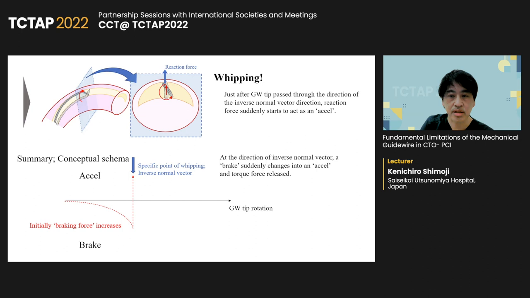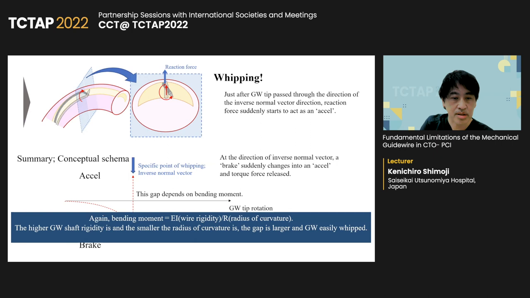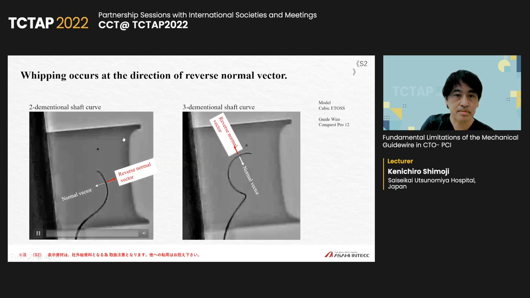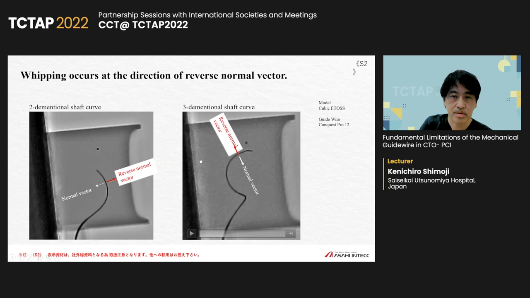And the gap depends on bending moment. So the higher the guide wire shaft rigidity is, and the smaller the radius of curvature is, the larger the gap is. This is a movie. Left panel is two-dimensional and right panel is the three-dimensional shaft curve. Please note that at the reverse normal vector, the guide wire whipping motion occurs like this.